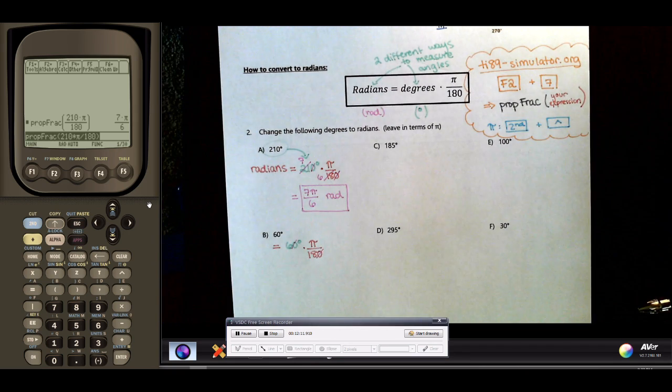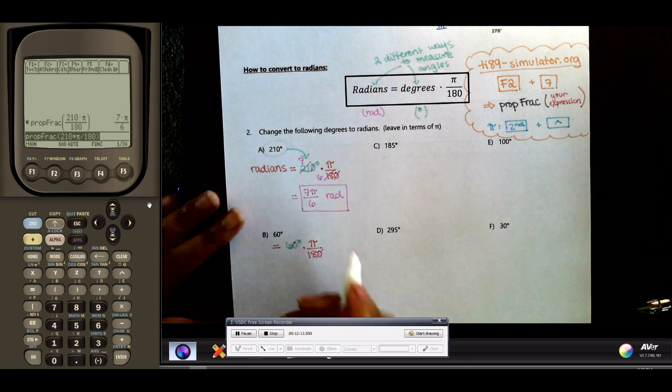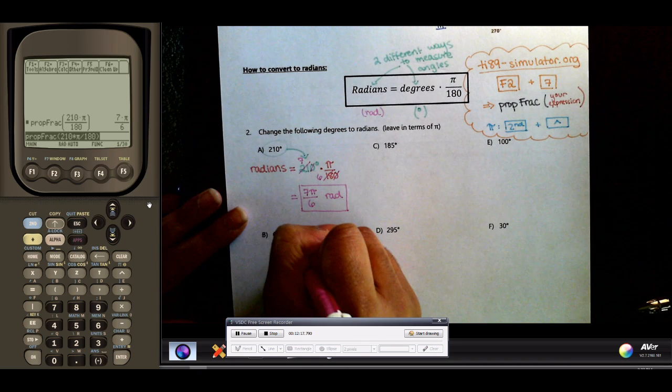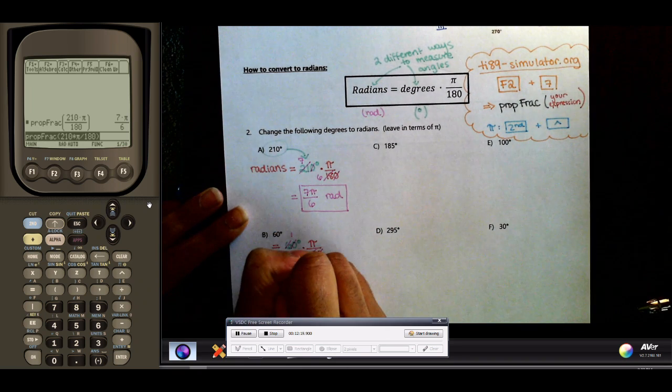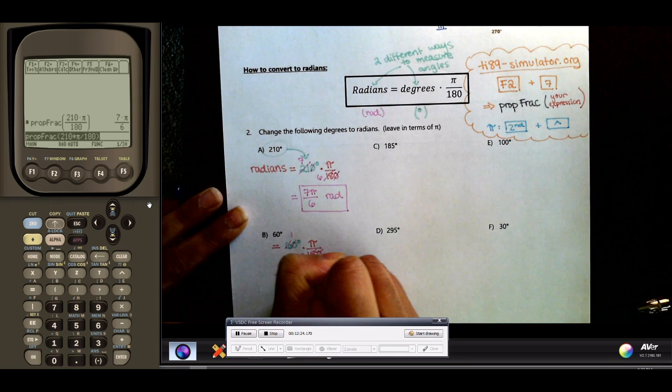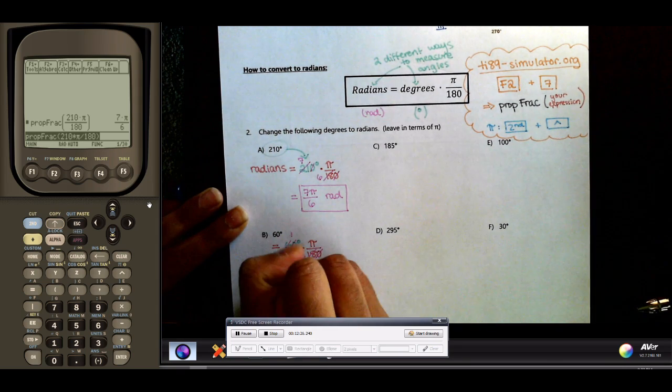Divide them both by 10, gets rid of the zeros. 6 and 18, we know if we divide them both, we get 1 and 3, right? And then 1 times pi is just pi. So it's just pi over 3. Don't forget your units, which are radians.